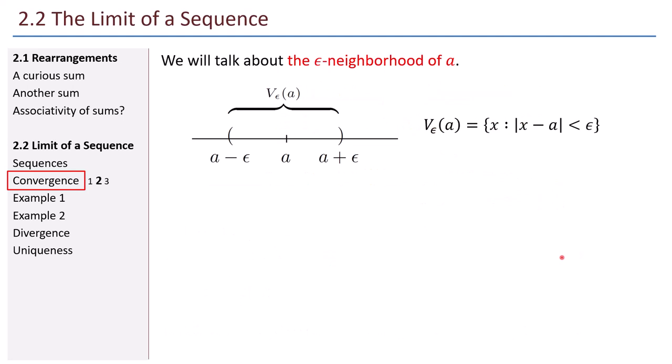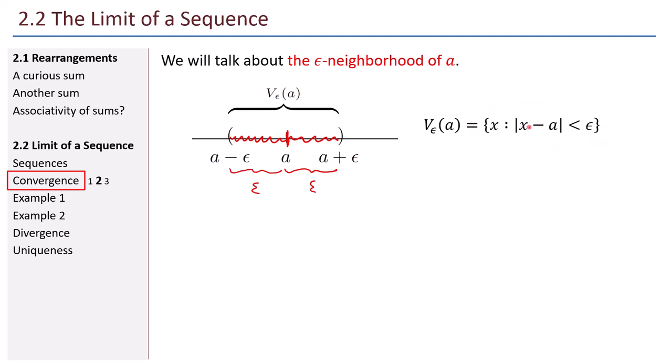We'll often talk about the epsilon neighborhood of the number A. So again, I have this number A, and let's look epsilon to the right of A and epsilon to the left of A, and all the x values within that region. It's just a set. It's the set of all x such that x is within epsilon of A.